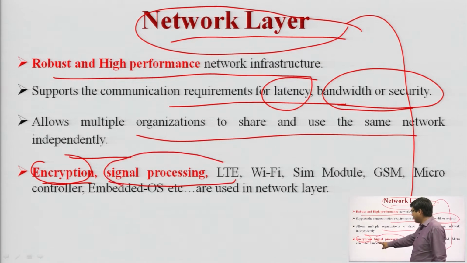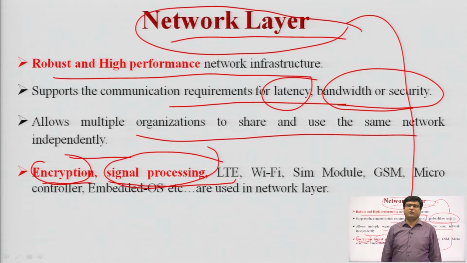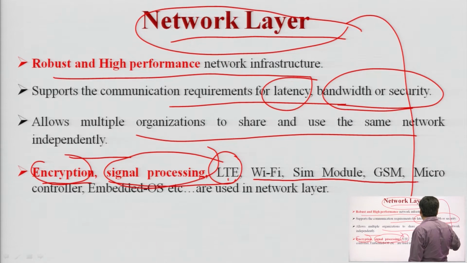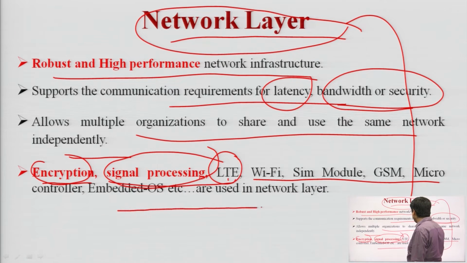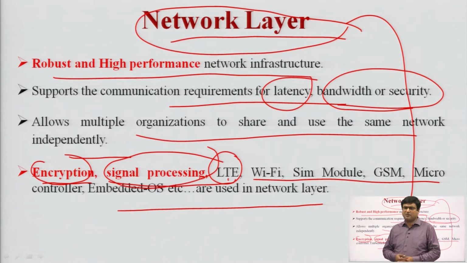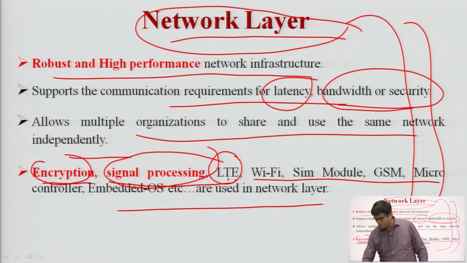Signal processing means we can filter the data, because the data we are getting from the environment is raw data. We need to filter it, we need to do wave shaping and amplification here. After that, we have LTE, long term evolution, we have seen in the previous slide. Wi-Fi, SIM module, GSM, microcontroller, embedded, etc. are used in the network layer. So basically in the network layer, we are going for a network of the devices. How can the networking be done? By using connectivity devices like wireless networks. So in the network layer, we are creating a network.